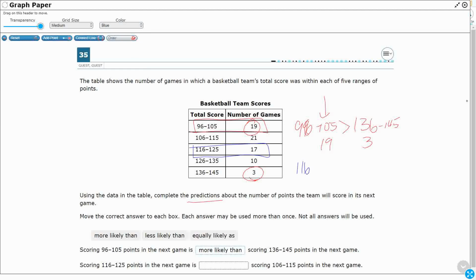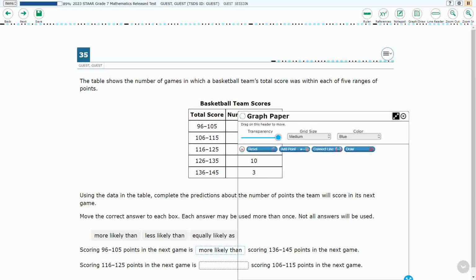So 116 to 125, that's 17, is blank likely than 106 to 115. Okay, so that's 21. Just look at it like that. It's less likely, right? Less likely, because honestly, that's the highest scoring band right there. There's 21 games in there. So that's going to be less likely. And that's it. That's all we need to do here. Let's just look at that data and make some predictions.